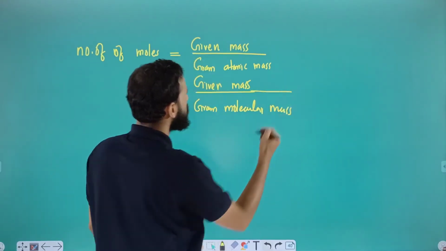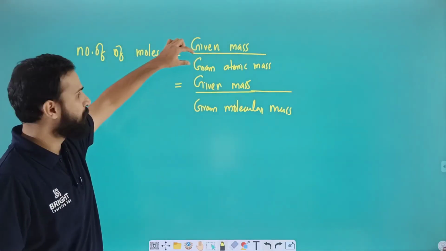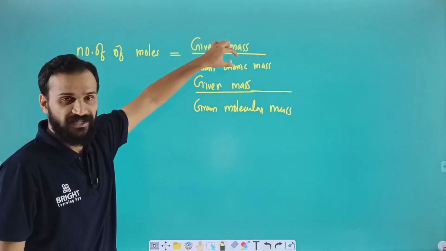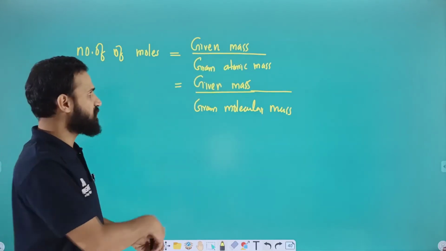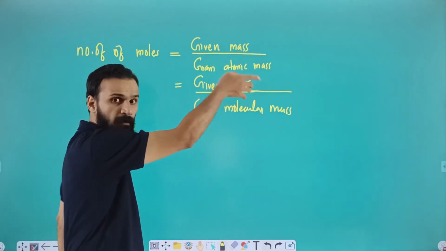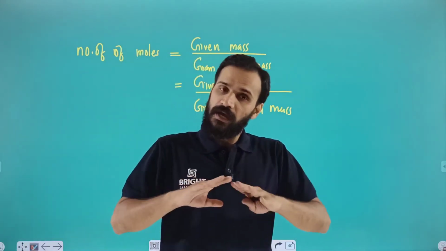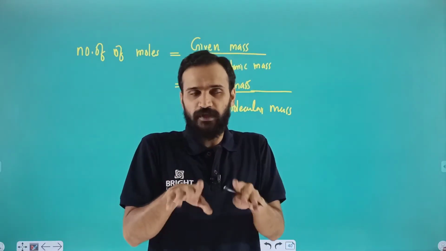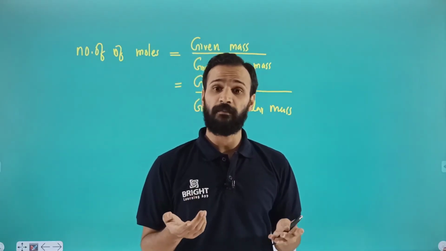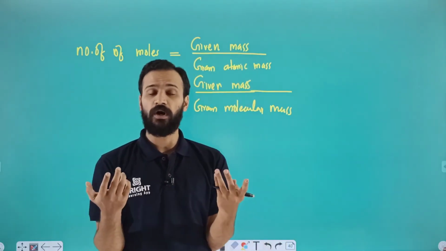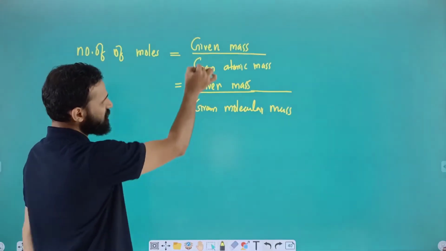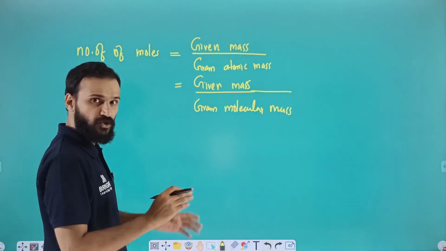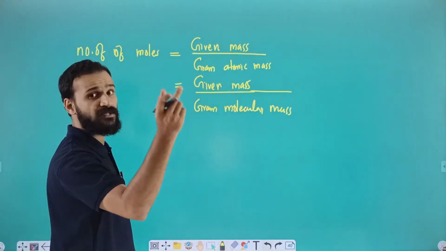mass. Okay, so dear students, in the first equation in the denominator we have gram atomic mass, in the second one in the denominator we have gram molecular mass. Already you know the difference between gram atomic mass and gram molecular mass. What is gram atomic mass? The mass of an atom represented in gram is called gram atomic mass. What is gram molecular mass? The mass of a molecule represented in gram, isn't it? Very simple idea.